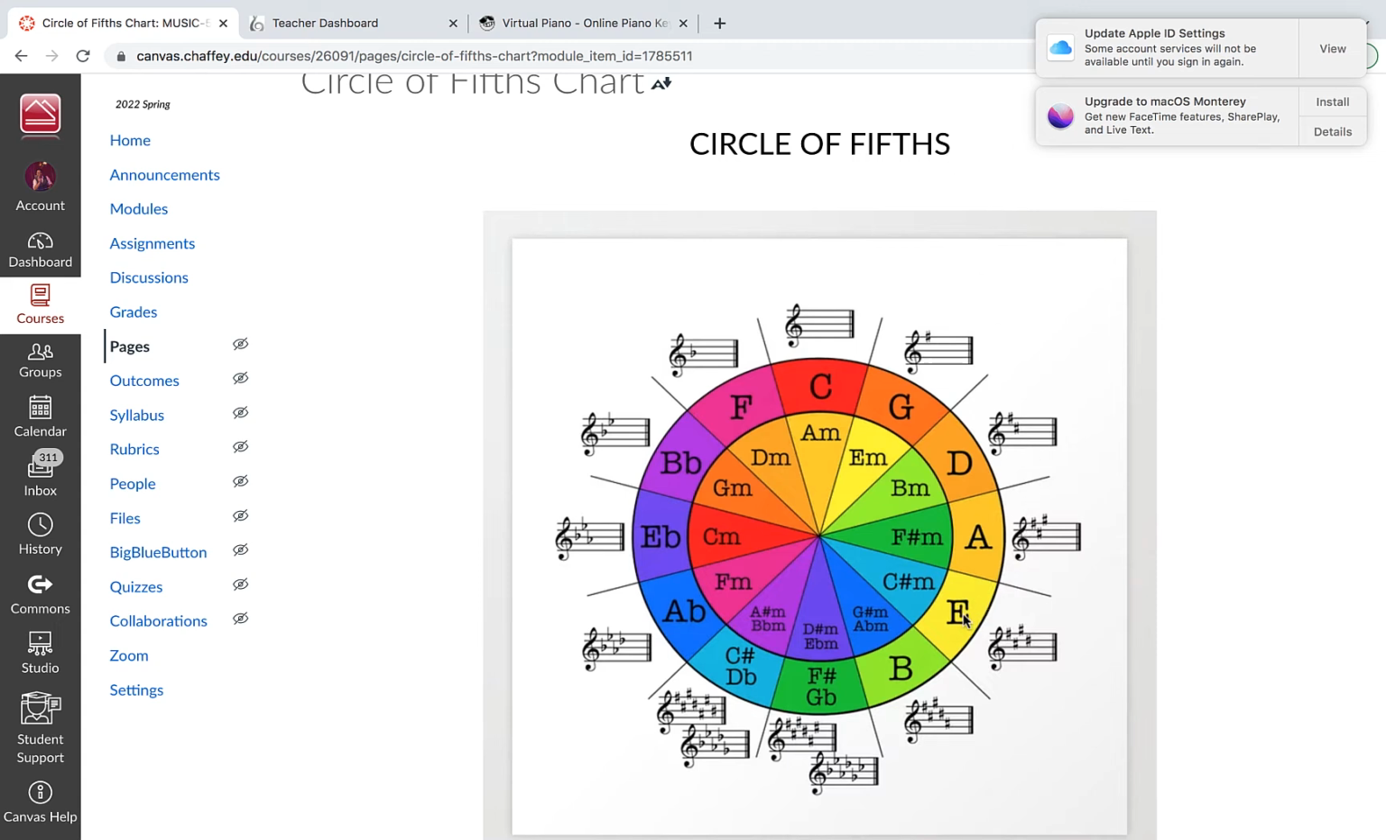So if we say the key of E has 4 sharps, the key of E. Here's the key of E.